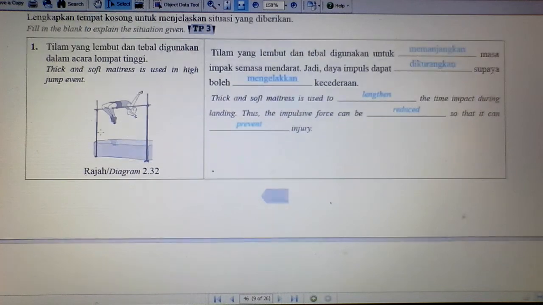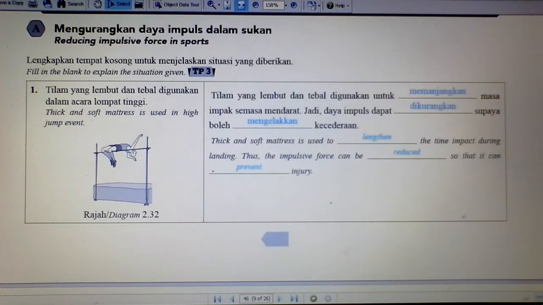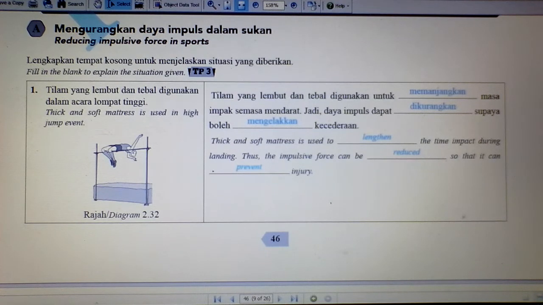Okay, now we look at a discussion on how impulsive force is reduced, for example, in sports activity. Look at number 1. Thick and soft mattress is used in high jump event. Normally, we use a very thick mattress in order to prevent injury. But how can we explain by using the concept of impulsive force? Thick and soft mattress is used to lengthen the time of impact during landing. Thus, impulsive force can be reduced so that it can prevent injury.